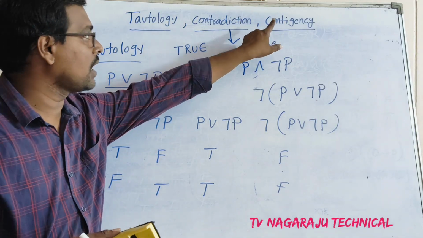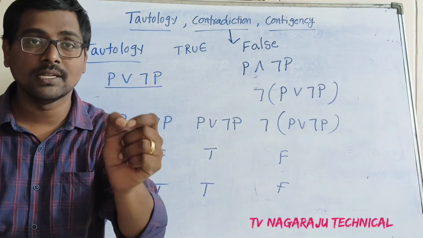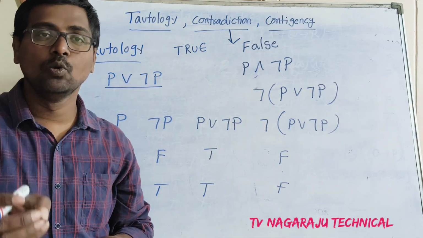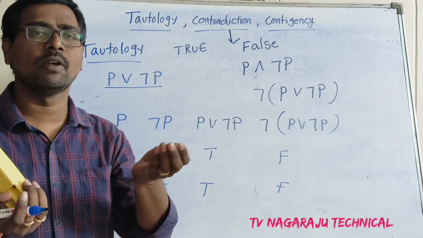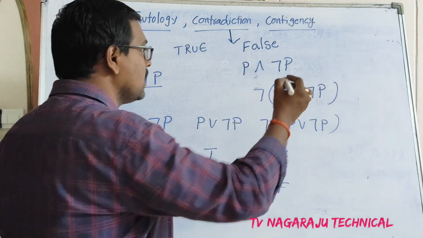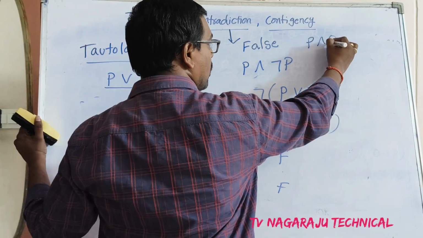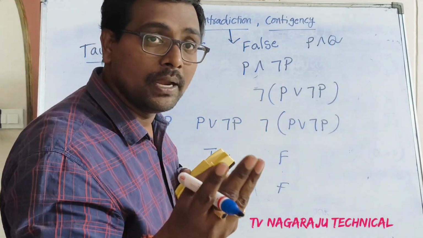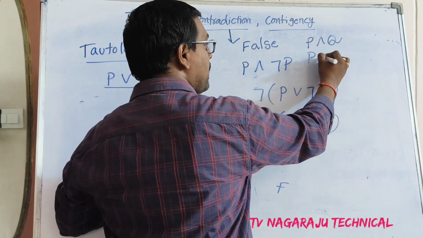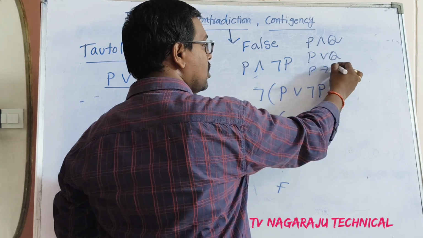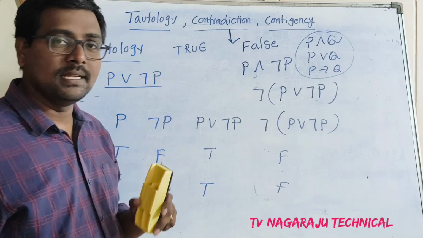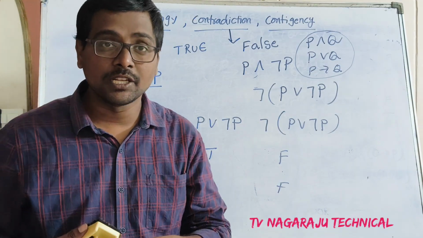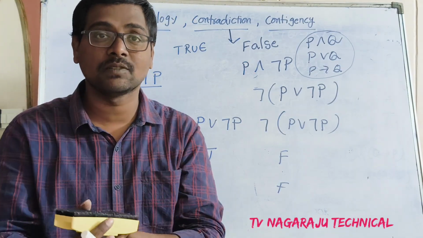Clear? Now the last one is contingency, which means it is true for some combinations and false for some combinations. Our regular logical connectives are contingencies. Suppose P and Q: in one case it is true, and in the remaining three cases it is false. Likewise P or Q, P implies Q. In some cases it is true, and in some cases it is false.